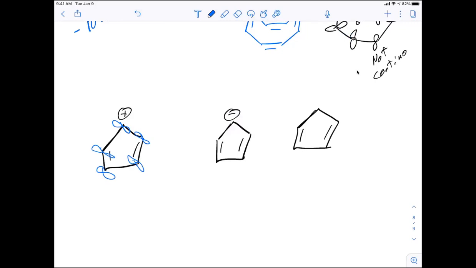So this would be continuous, but how many pi electrons do I have? I have 4 pi electrons, right? So with 4 pi electrons, does this match Hückel's rule? No. It has a continuous, cyclic pi system, but it has the wrong number of Hückel electrons. So therefore, what is this? Anti-aromatic. Which means forming this, right, would be difficult.